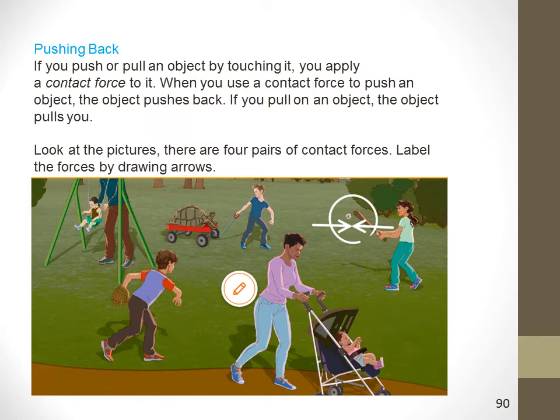Please, my lovely students, open your books on page 90. Pushing back. If you push or pull an object by touching it, you apply a contact force to it. When you use a contact force to push an object, the object pushes back. If you pull on an object, the object pulls you. Look at the pictures. There are 4 pairs of contact forces. Label the forces by drawing arrows. I will give you time to draw the forces in your books.